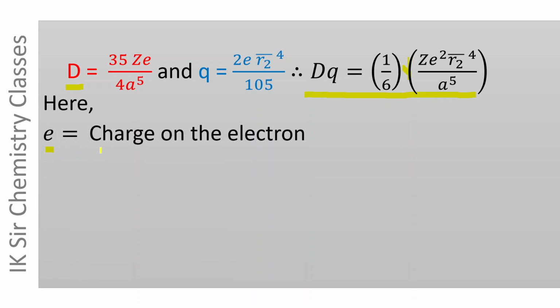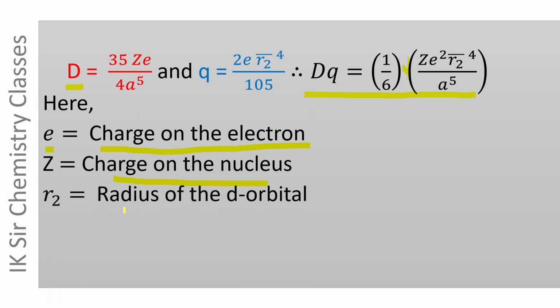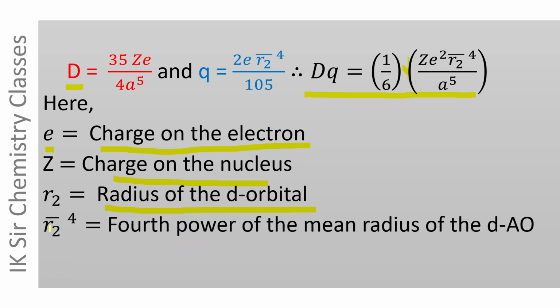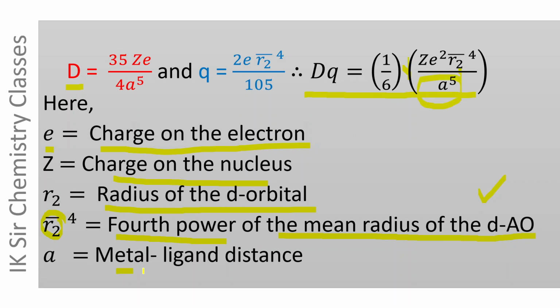e is the charge on electron, Z is the charge on the nucleus, R2 bar to the power 4 is the fourth power of the mean radius of d atomic orbital. It means R2 bar is the mean radius of d atomic orbital and it is raised to the power 4. And a, the term a here, is the metal ligand distance.